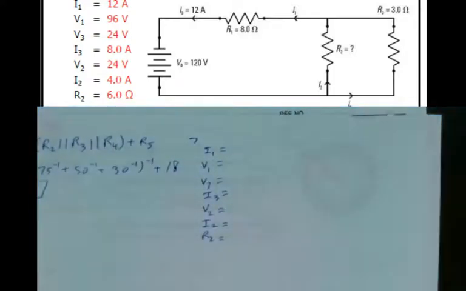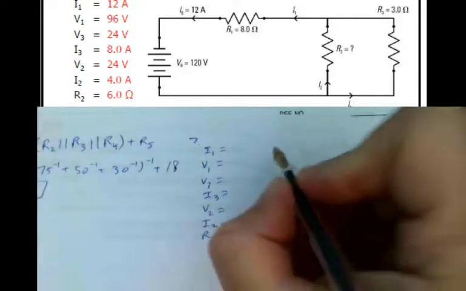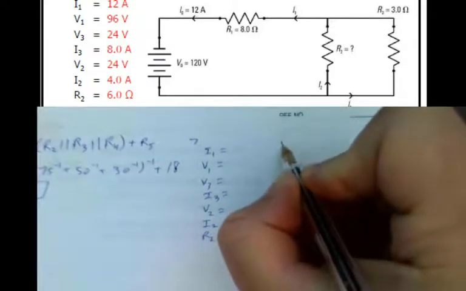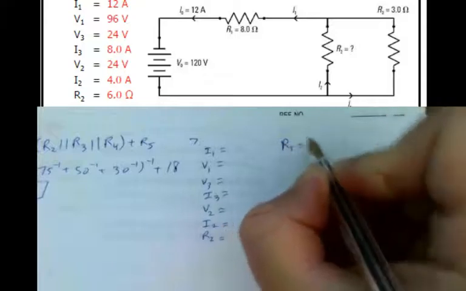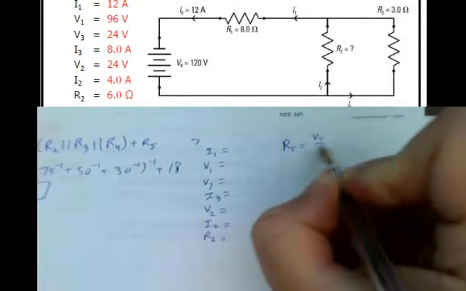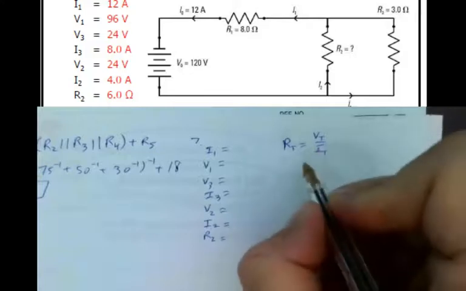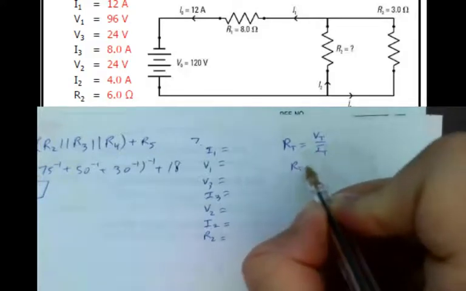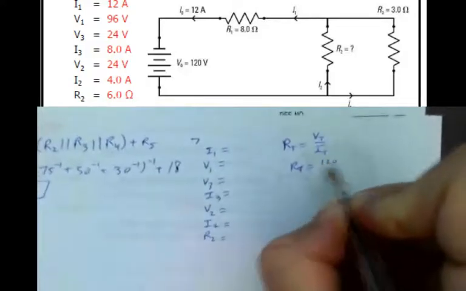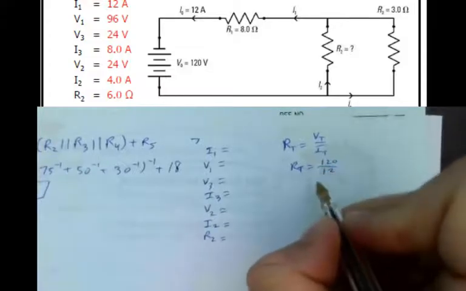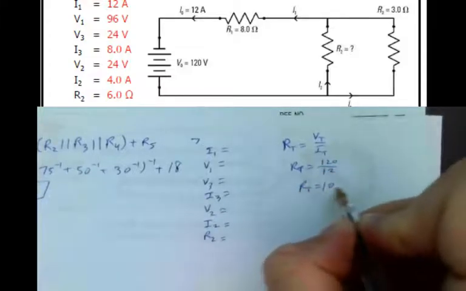I'm given no voltages for each of the resistors, and I'm given no current for each. But I can find my RT using Ohm's law. RT is VT over IT, and in this case RT equals 120 over 12. So RT is 10 ohms.